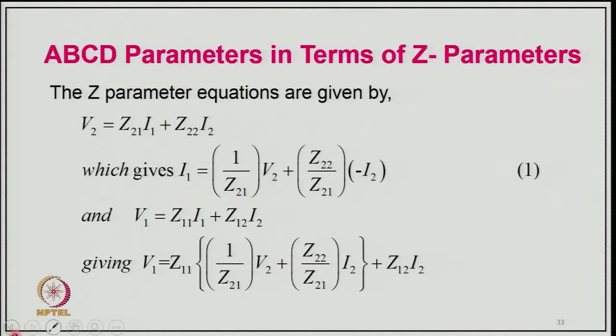Coming now to ABCD parameters in terms of Z parameters. The Z parameter equations are given as V2 = Z21 I1 + Z22 I2, from which we can find I1 by rearranging. So I1 = 1/Z21 V2 + Z22/Z21 (-I2), and V1 = Z11 I1 + Z12 I2. Putting the value of I1 from the previous equation, V1 = Z11 (1/Z21 V2 + Z22/Z21 (-I2)) + Z12 I2.